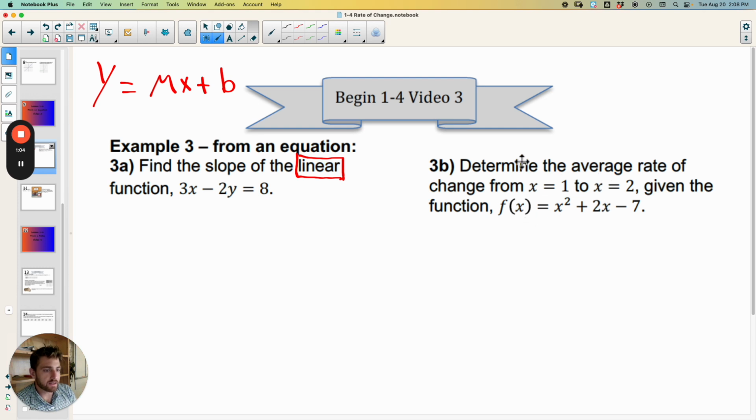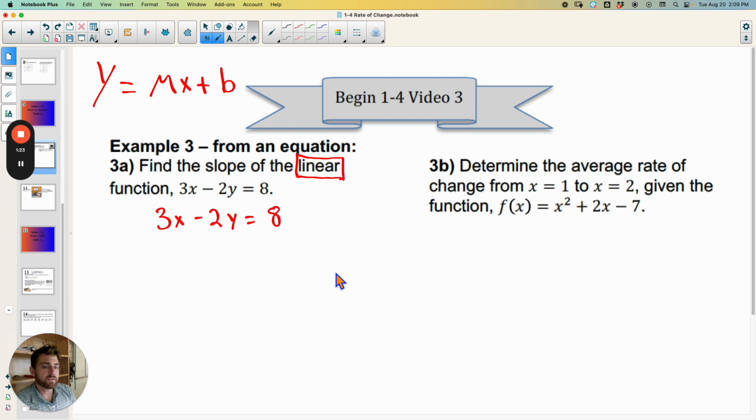And similarly, this equation over here is not linear. It is actually a quadratic equation because x is raised to the second power. So we'll get to this one in a second, but let's go ahead and solve this. So I'm going to start by writing this a little bit bigger. So 3x minus 2y is equal to 8.